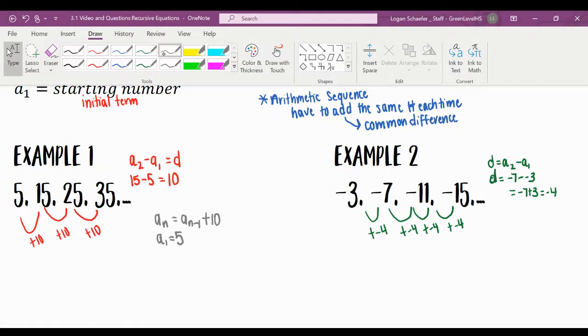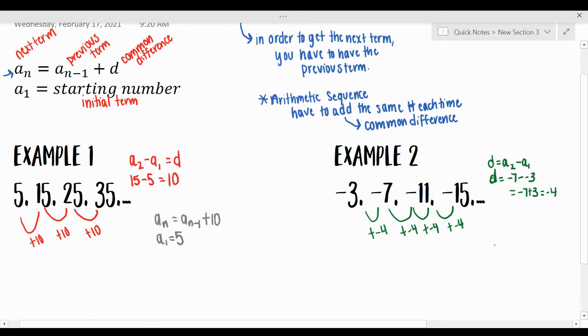So then we're ready to write our statement. Bring down a sub n equals a sub n minus 1, bring that down as well. And then you can say plus -4. You could also say -4. Those mean the same thing. Okay, and then a sub 1 is equal to whatever our starting number is. Our starting number was -3.